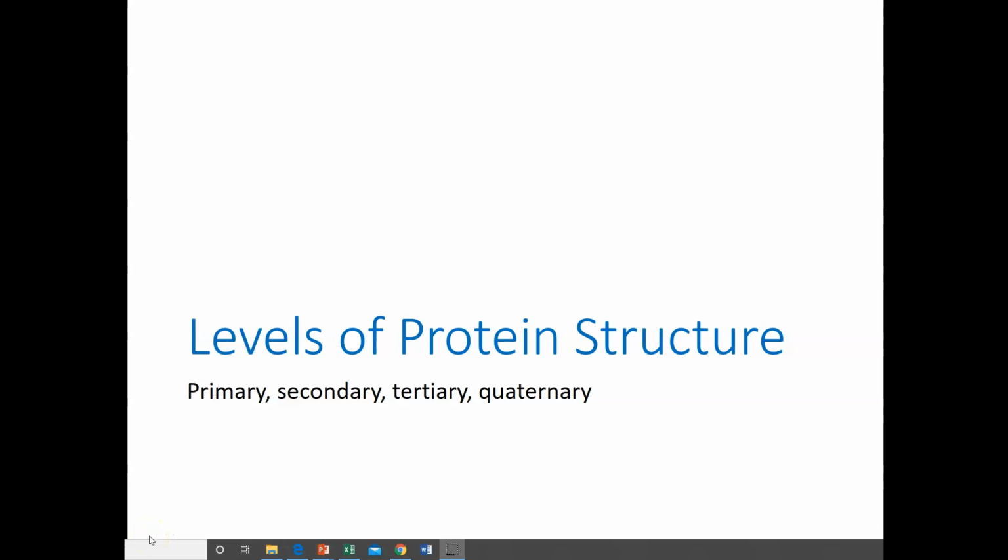I want to briefly discuss the four levels of protein structure: primary, secondary, tertiary, and quaternary. It's important to understand these four levels as the structure of the protein determines how it behaves or functions in a particular environment. And this will be imperative to understand as we move our way through cell bio this semester.